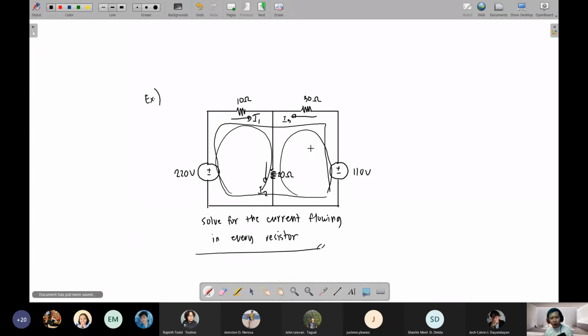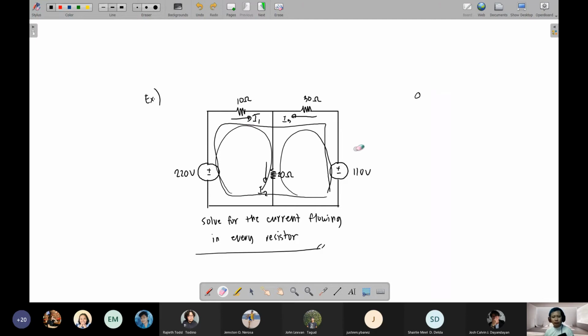Why? It's because usually, when you use a super loop, or a simple loop together with a super loop, your equations will cancel out each other. So your equation can become 0 equals 0. Okay? That is what usually happens. So that's why, as much as possible, do not apply a super loop. Apply only simple loops.